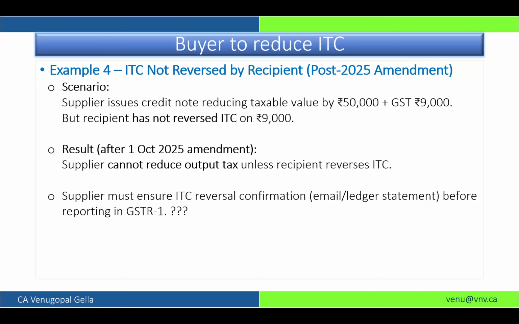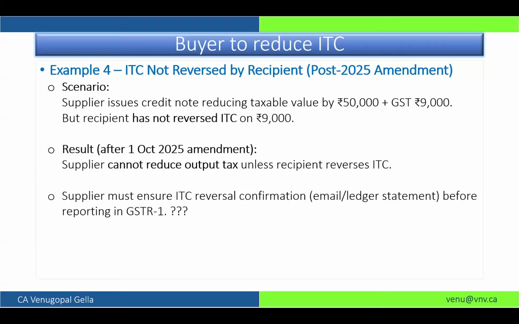Then ITC is not reversed by the recipient. This is an interesting example I have brought. The supplier has issued a credit note, so he has reduced his liability. The recipient has not reversed the ITC. Now you may say, how did the recipient not reverse the ITC? IMS is there, 2B is there, but IMS is not mandatory. You can choose to be blindfolded to IMS. Anything coming in 3B or GSTR-4, you can still amend and change values. Supplier has done whatever.